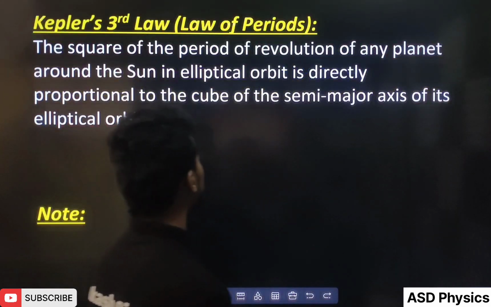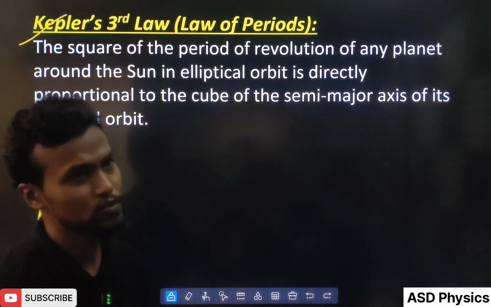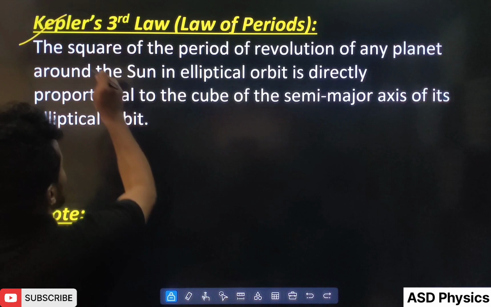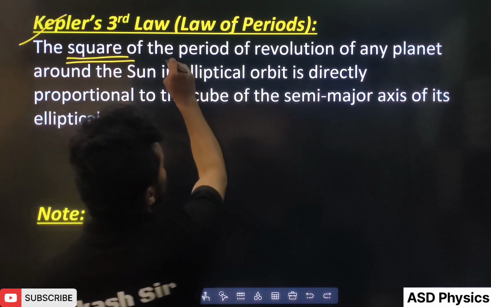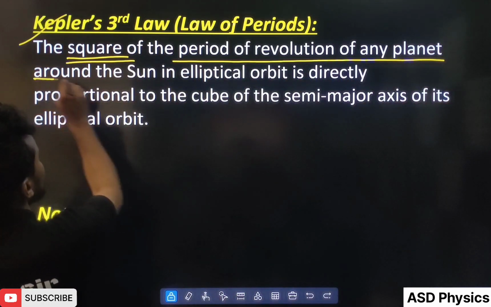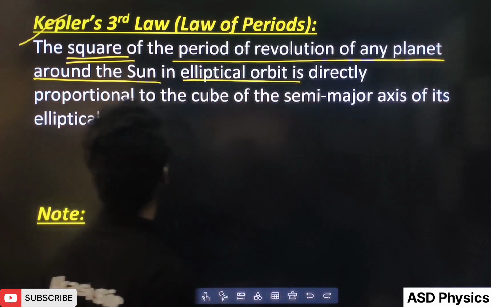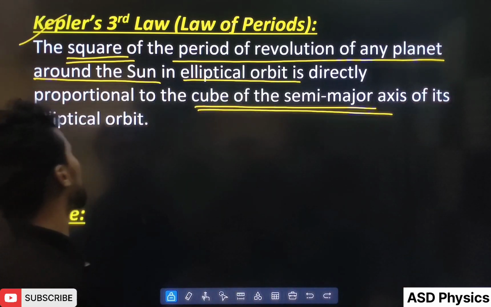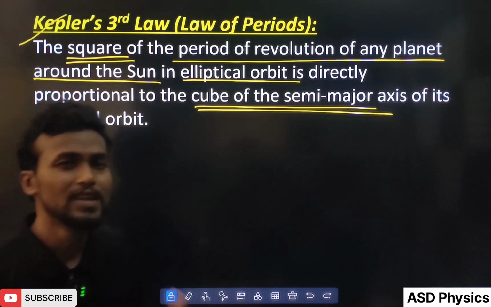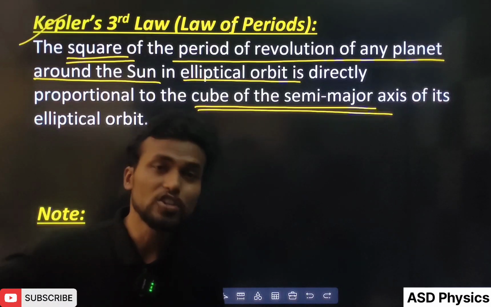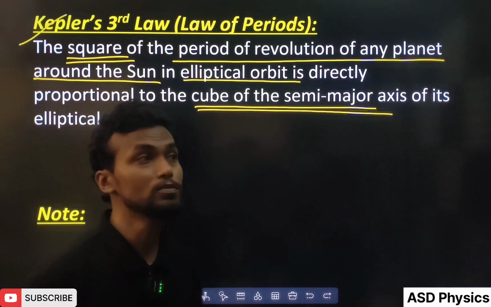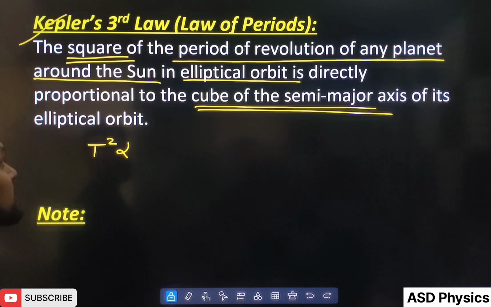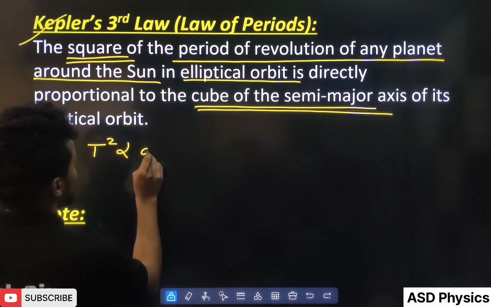Okay. Next one, students: first law we have understood, second law we have understood. Second law is somewhat complex, third law very easy. See please, the square of the time period of revolution of any planet around the sun in elliptical orbit is directly proportional to the cube of the semi-major axis of its elliptical orbit. If the time period for the revolution of the planet is T and the semi-major axis is A, then the square of the time period is directly proportional to the cube of the semi-major axis, A cube.